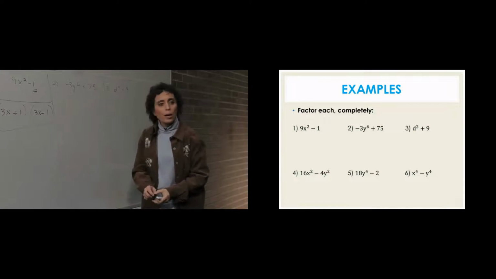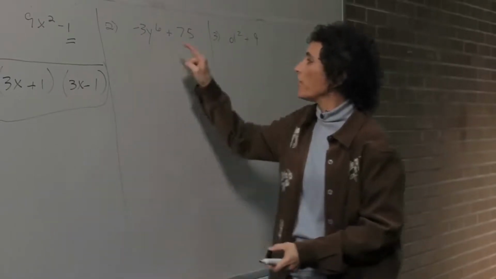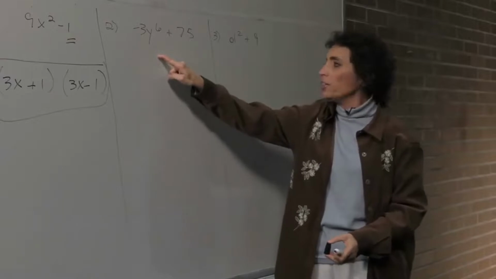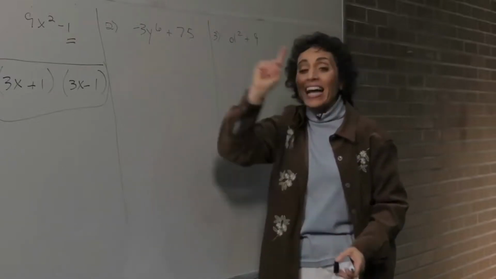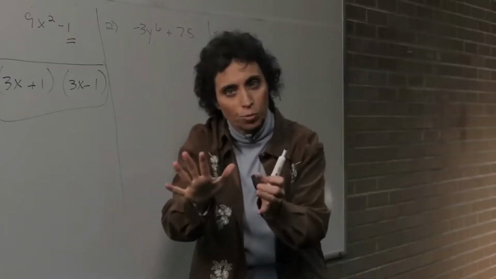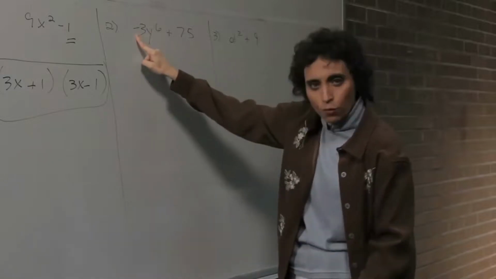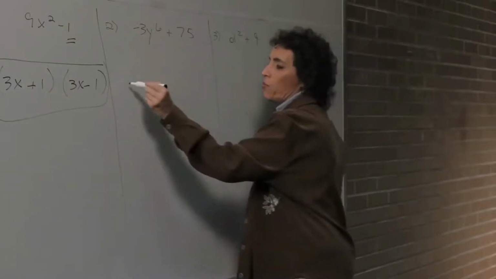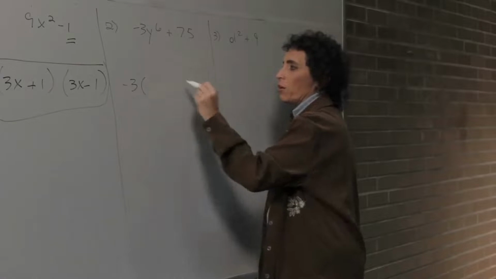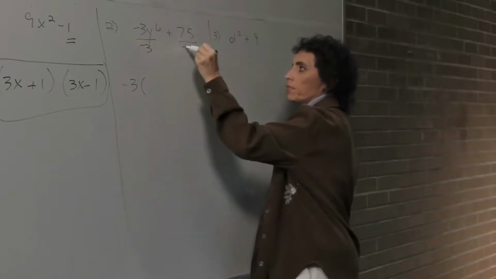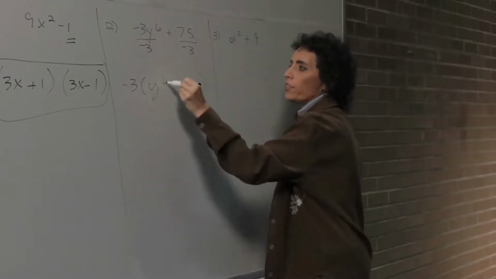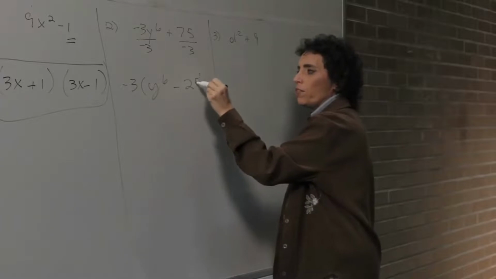Okay, step 1, look for a GCF. Yes, there is a GCF. The GCF is 3. But I have a rash. You all know why I have a rash at this point, because that is negative. Don't like it. So I'm not going to take out a 3. I'm going to take out a negative 3. And we get y to the 6th minus 25.